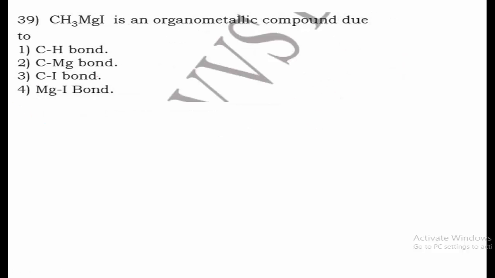39th, CH3MgI is an organometallic compound because of the C-Mg bond. Due to the formation of the C-Mg bond, CH3MgI is possible, which is a Grignard reagent. So option 2 is the right answer.